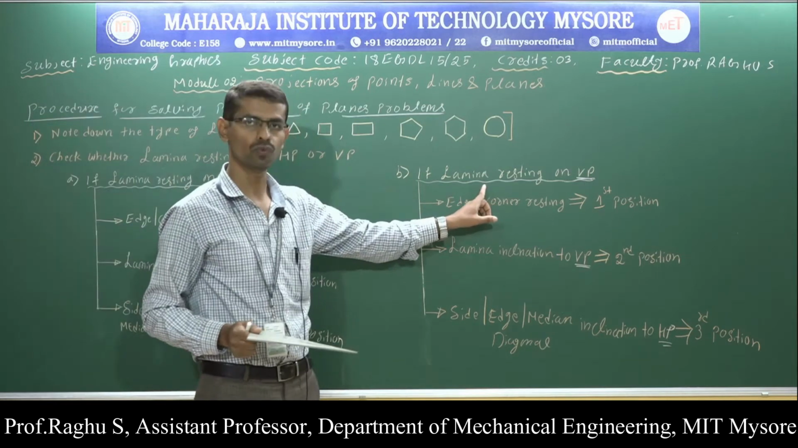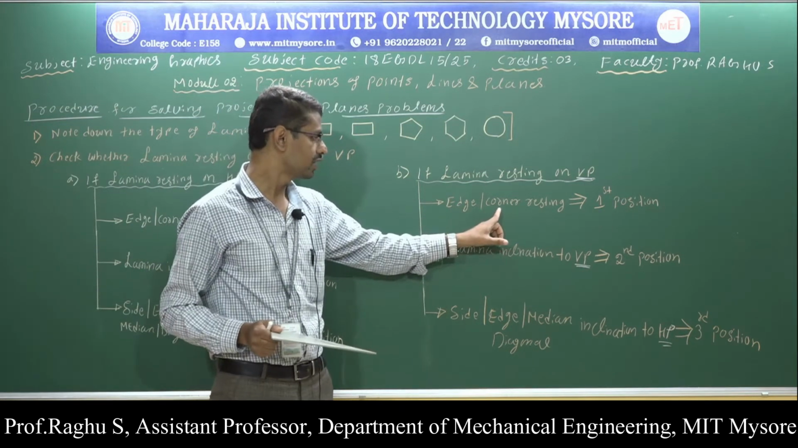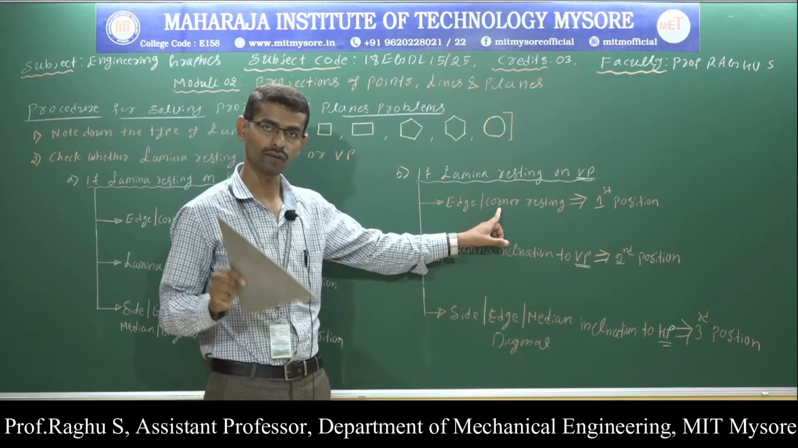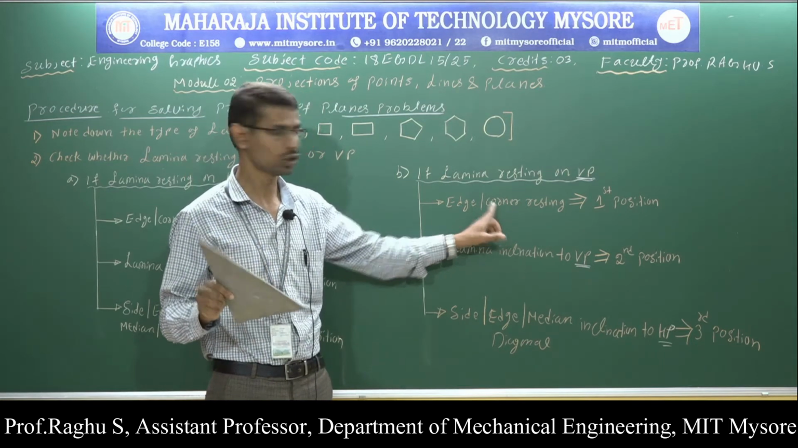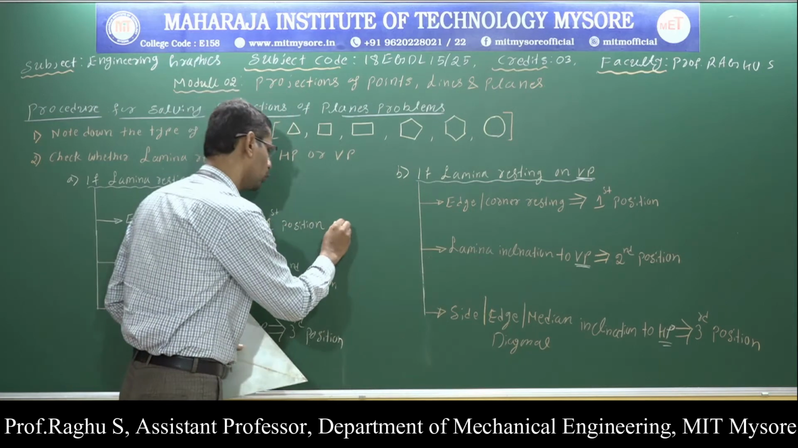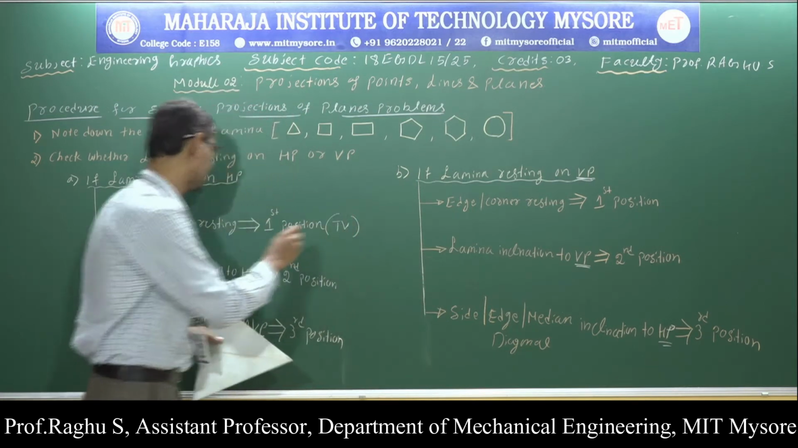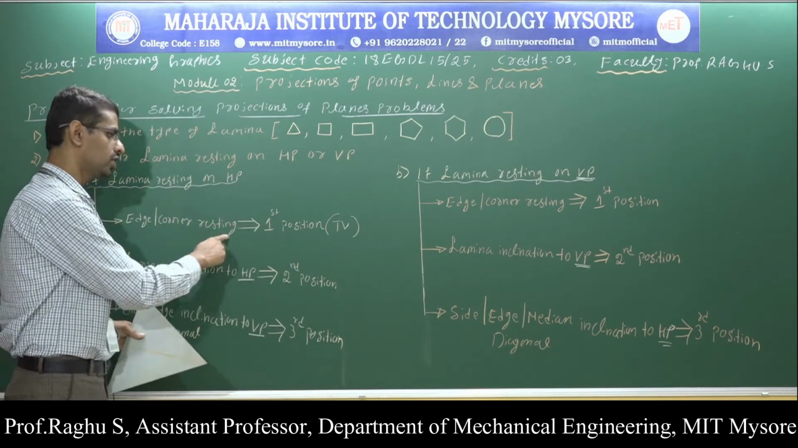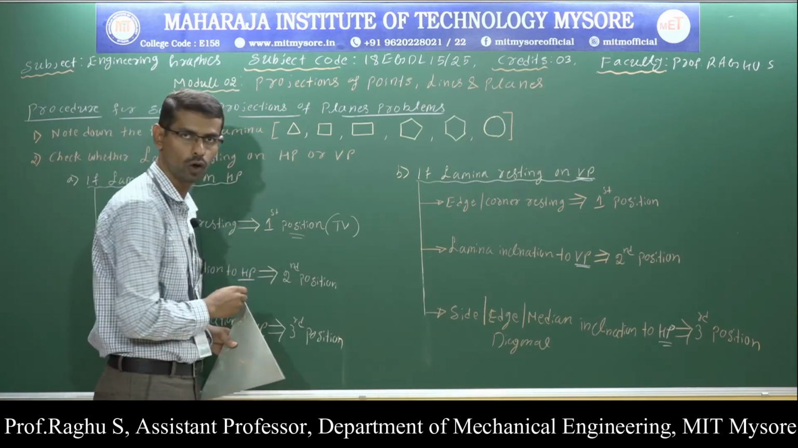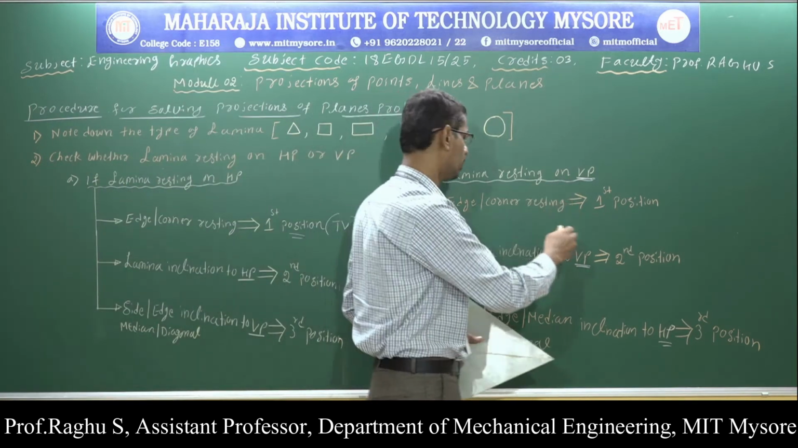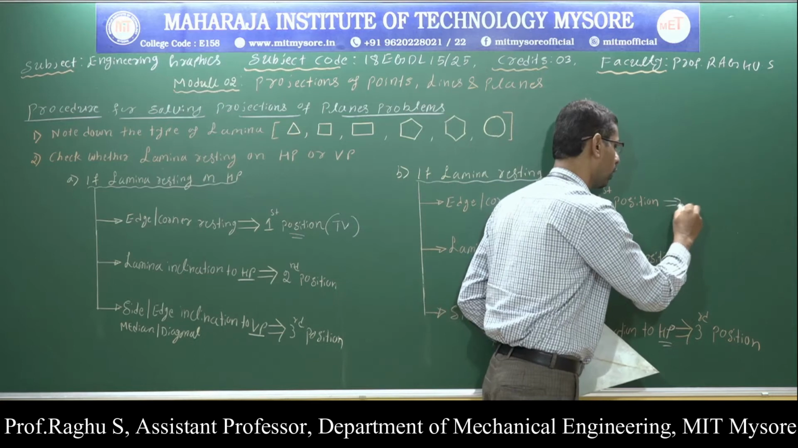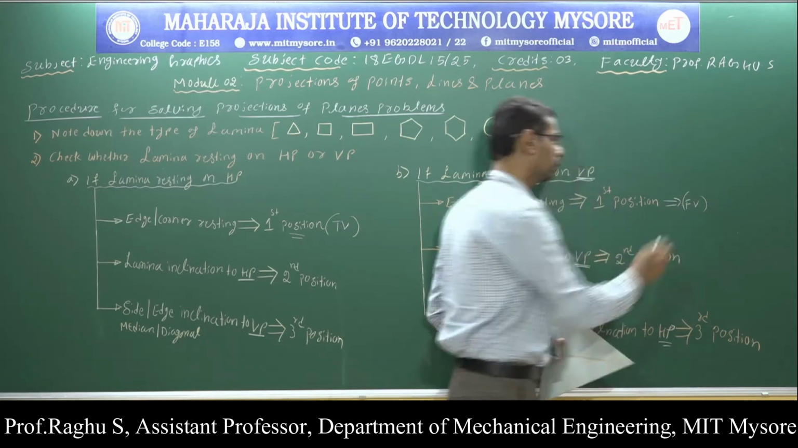When the lamina is resting on VP, note down the edge or corner resting condition, which is used for drawing the first position front view. When the lamina is resting on HP, the edge or corner resting condition is used for drawing the first position top view. When the lamina is resting on VP, the edge or corner condition is used for drawing the first position front view.